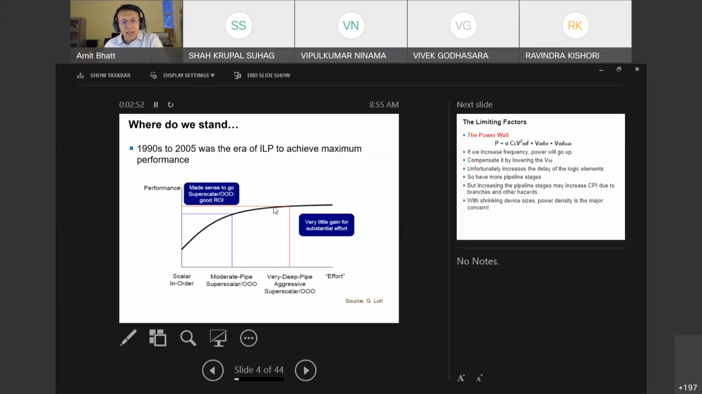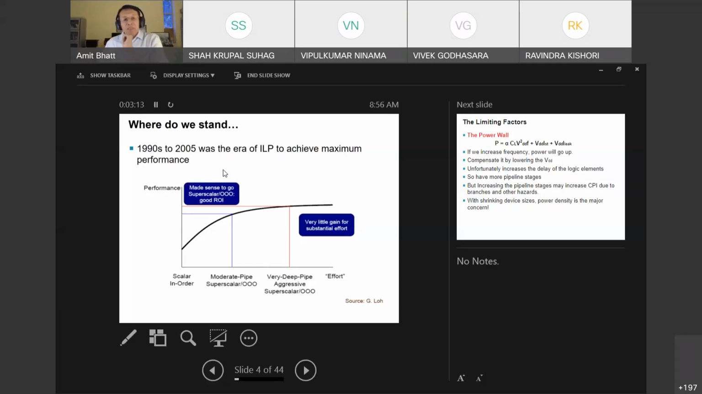But you see, there was very little gain for the effort. Your hardware complexity was increasing, the cost of a chip was increasing, the power usage was increasing, but performance increased only a few percentage points, 10%, 20%. So they thought that the effort was now being wasted.